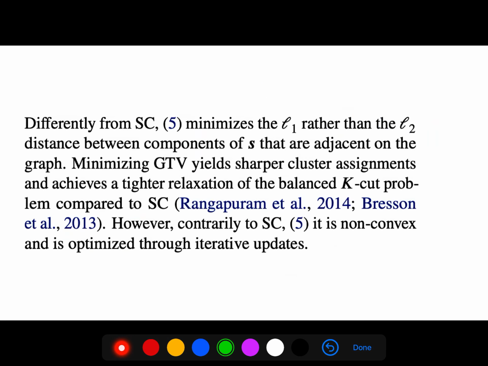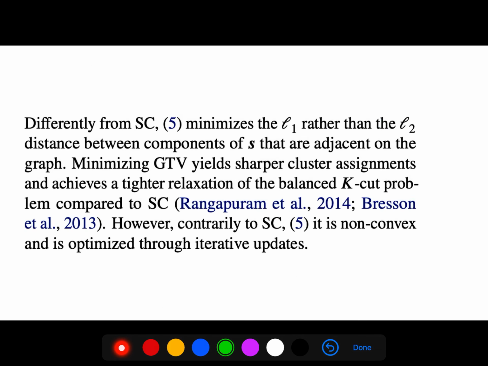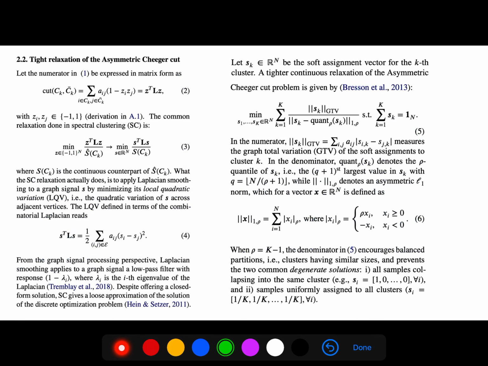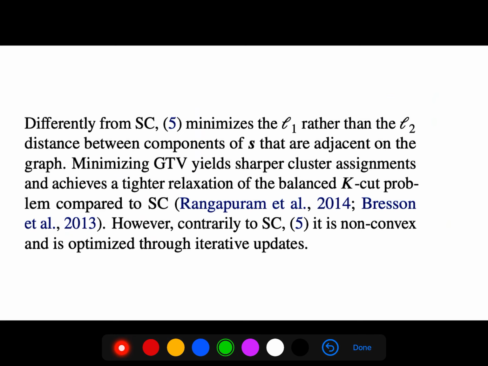So differently from this equation, this asymmetric Cheeger cut problem minimizes the L1 rather than the L2 distance. As you see, this is L1. Here is L1. But here is L2. So here is L1, that's why it's sharper. That's it. The idea of this paper is this.